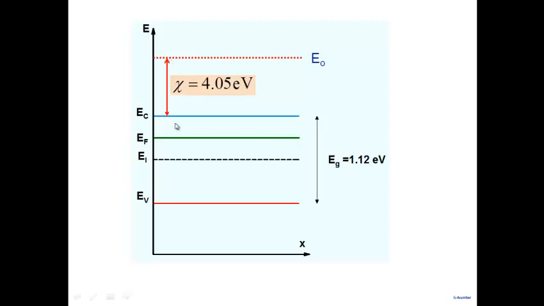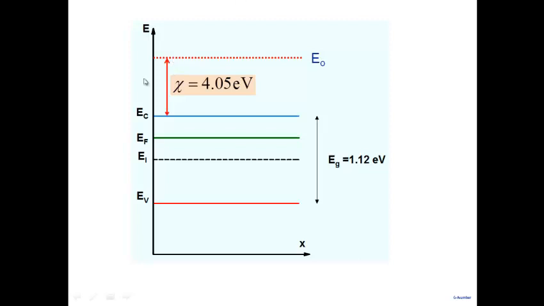Okay, this is a well-defined value which is called electron affinity. In chemistry, you must have seen electron affinities and ionization potentials and things like that. This is similar. It's called electron affinity. So it tells us that I need an energy of 4.05 eV in silicon to take an electron from the conduction band edge and take it out and put it into the vacuum outside.